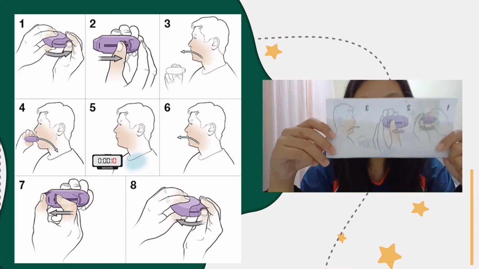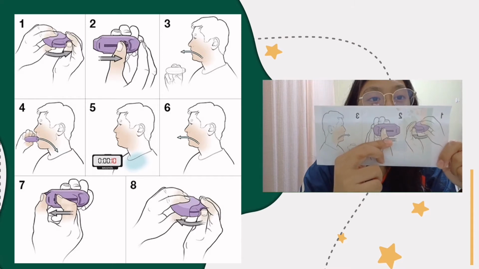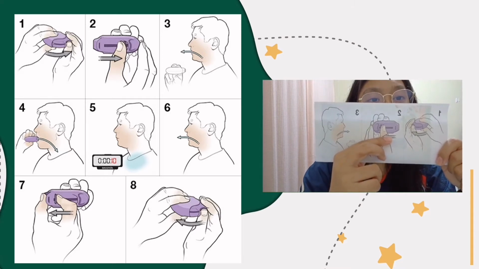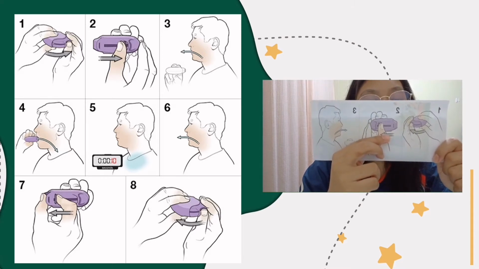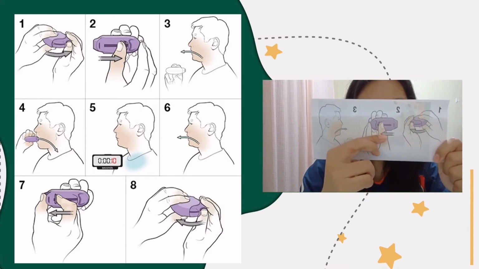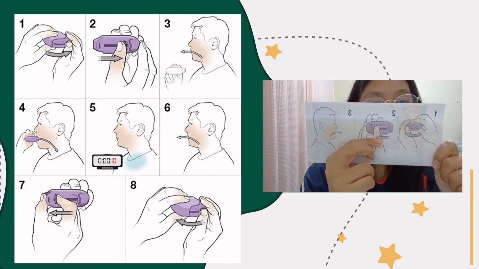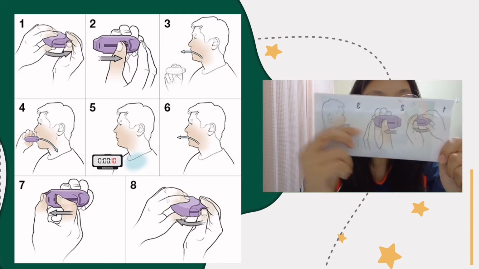Then maintain a level flat position. So as you can see here, the patient maintains a level flat position for the discus. Then when the lever clicks, slide it away from you. This action loads the medicine dose. Then upon loading the medicine dose, you can see that your dose counter will be reduced by 1.